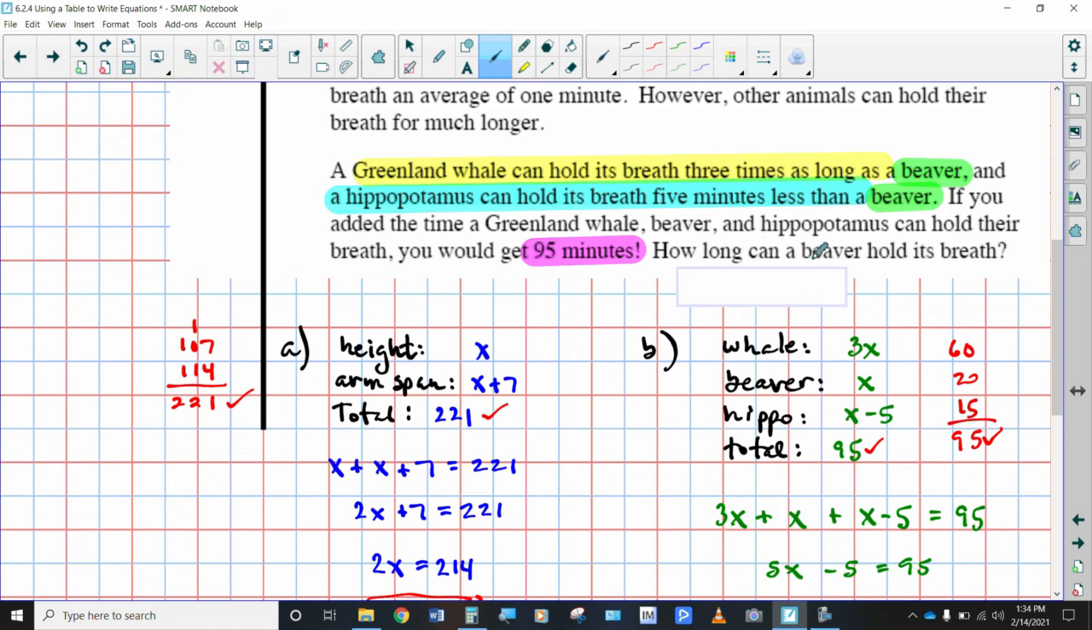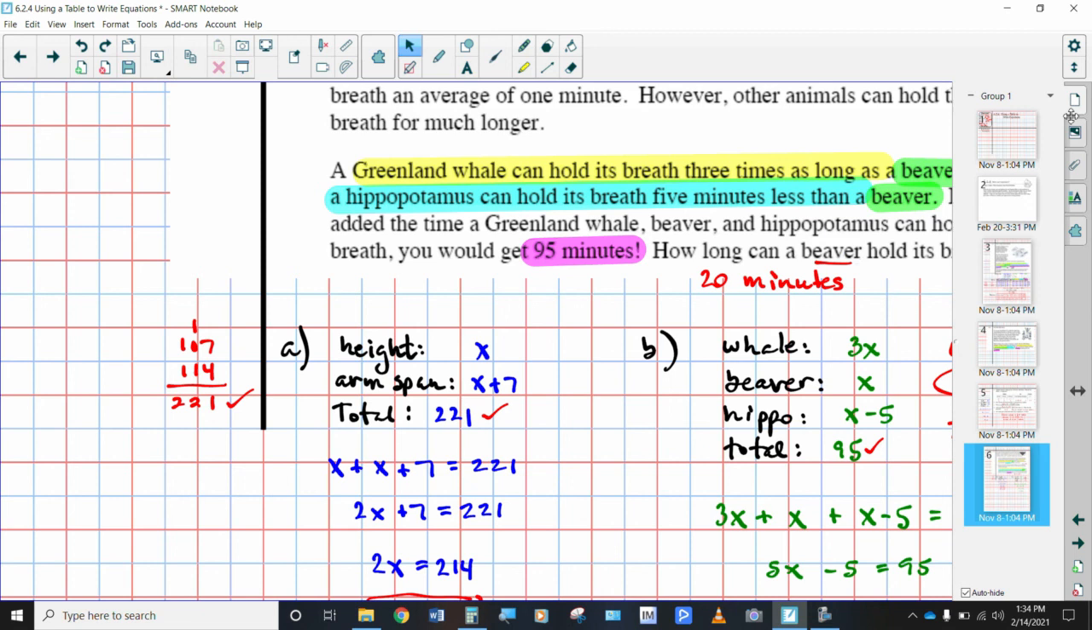How long can the beaver hold its breath? That's the answer right there. So we will declare that as 20 minutes for the beaver to hold its breath. And that is where we end today.